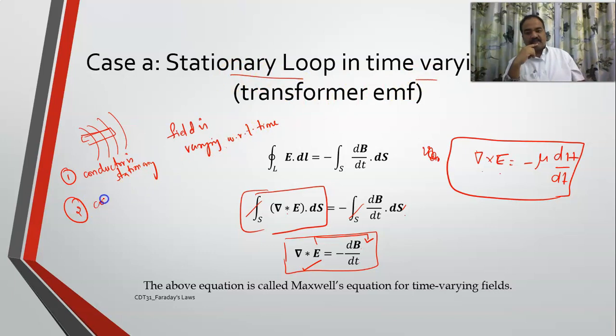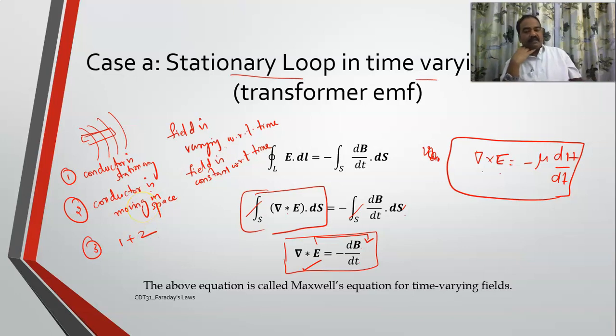In other words, the conductor does not vary with respect to time, right? The conductor is moving in space, whereas the field is constant with respect to time. This is case number 2. Case number 3 is a combination of 1 plus 2, when the conductor is moving and the field is also varying with respect to time.